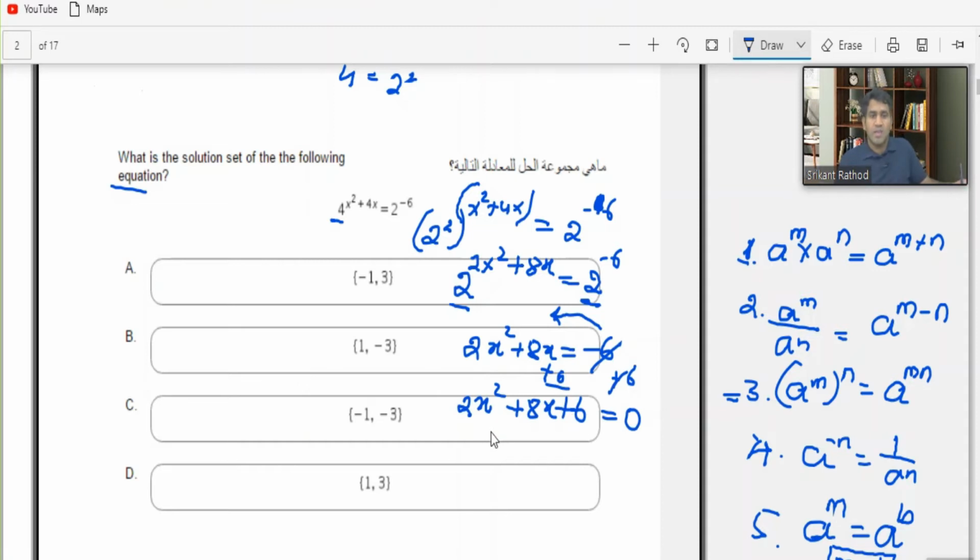Now this is a quadratic equation, and as a calculator is allowed, you can just use the calculator to solve this equation.